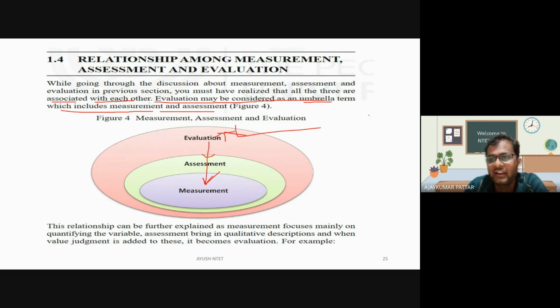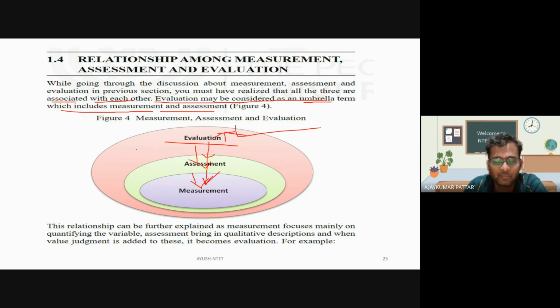That's why it is called the umbrella of the program. Umbrella means it covers these things. If evaluation is the umbrella, then assessment and measurement will be covered inside it. Evaluation may be considered as an umbrella term which includes measurement and assessment.